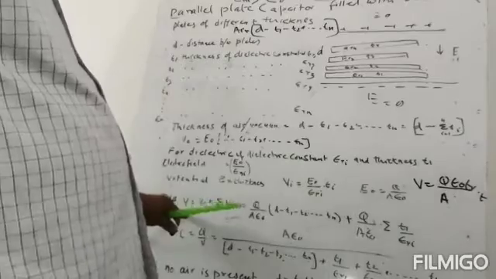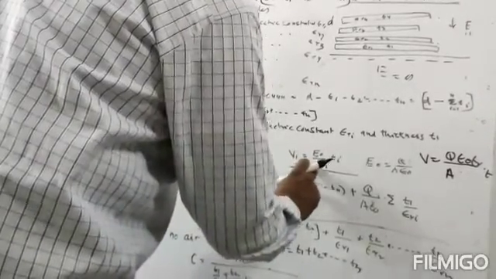So total V will be equal to V0 plus total Vi. We put it Vi. Vi is equal to E0 by epsilon R1 into T1. So we can put the value here, E0 is equal to Q by A epsilon 0. So V will be equal to V0 for the air plus Vi for the different slabs of dielectric.